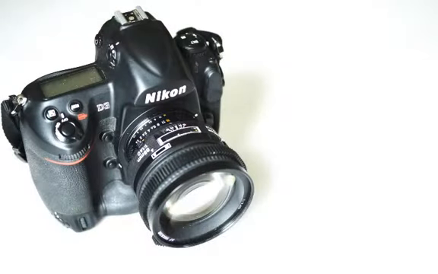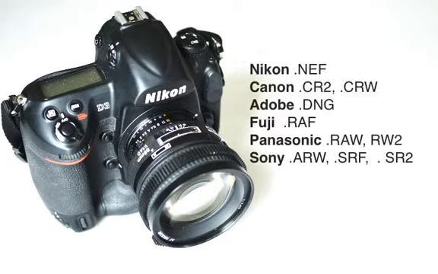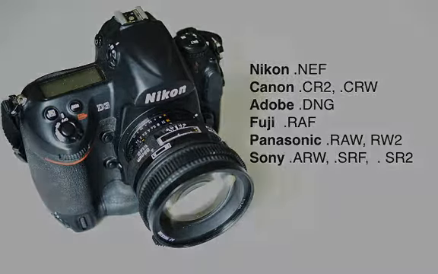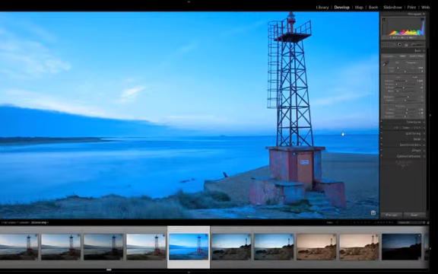All digital SLRs and some of the higher spec consumer cameras offer their own native RAW format. This format varies between manufacturers and varies subtly between camera models. Here are just a few of the commonly used RAW formats. The RAW file contains the image data in its unprocessed state, as captured by the sensor.